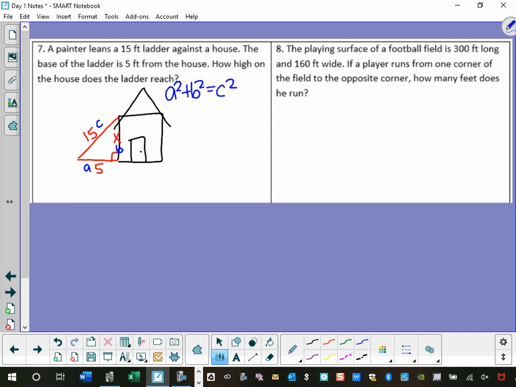All right, so A, I have 5 squared. B, I have x squared. And C, I have 15 squared. What's 5 squared? 25. 25 plus x squared is equal to, what is 15 squared? 225.